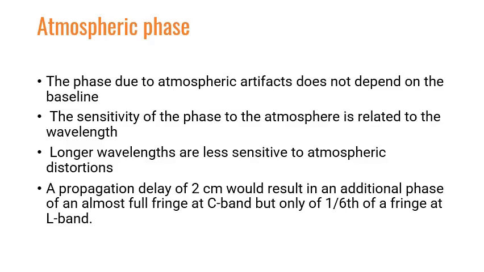So a propagation delay of usually about 2 centimeters would result in an additional phase of almost a full fringe at C-band, but it's only 1/6 of a fringe at L-band. That means with C-band, much atmospheric phase exists in the total phase. So that's why in areas like Southeast Asia, where there are clouds and fog and other things inside the atmosphere, it usually has atmospheric phase inside the total phase. So that's why we need something to remove this. I will explain more in another lesson how to remove the atmospheric phase.